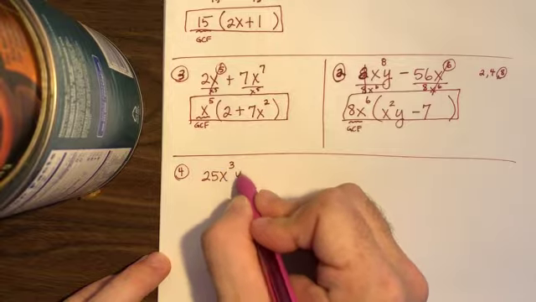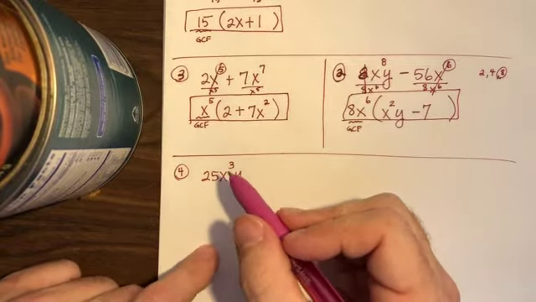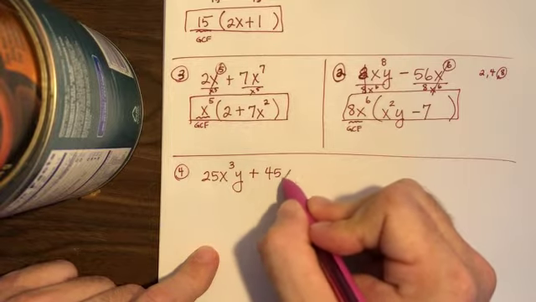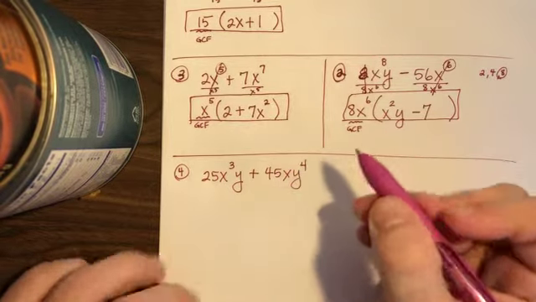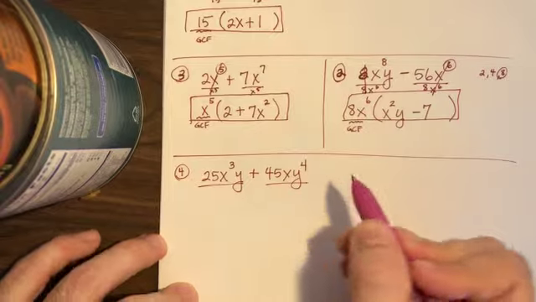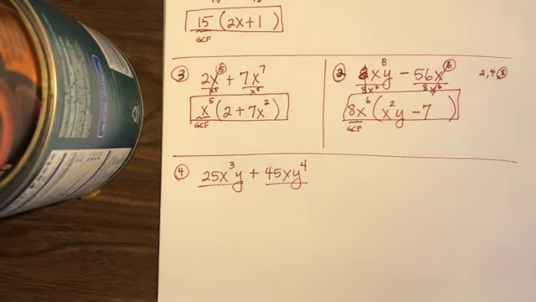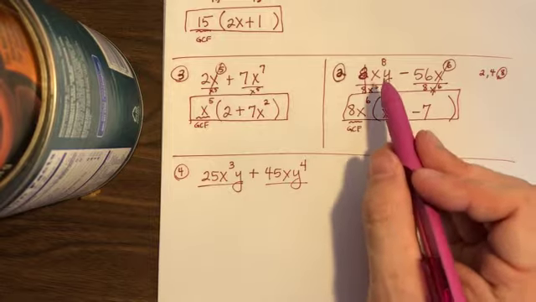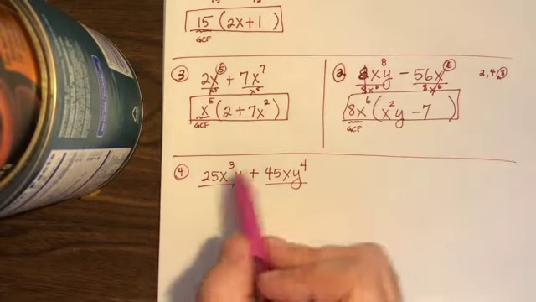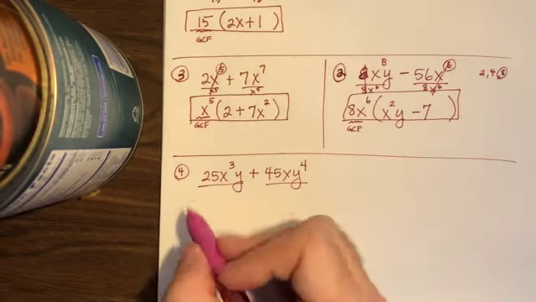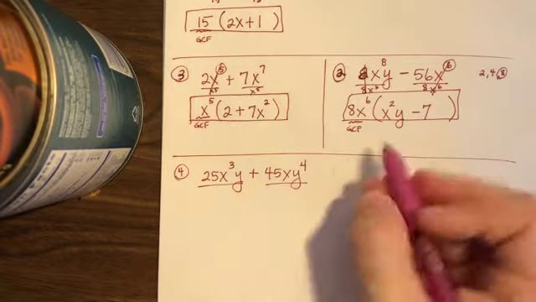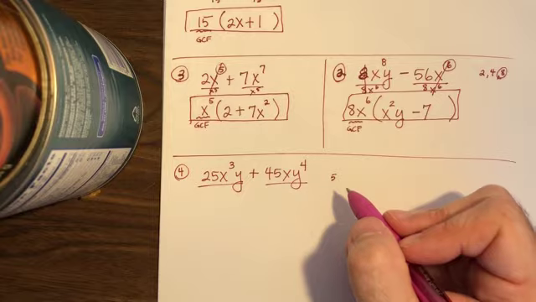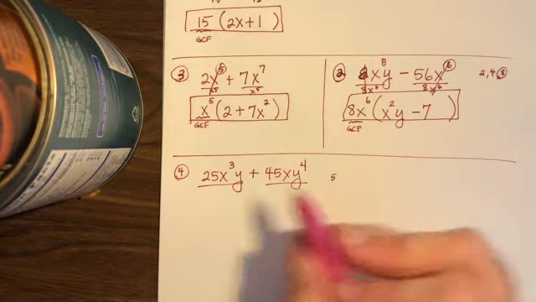It don't really matter. 25x to the 3rd y plus 45xy to the 4th. Now here is a problem where we have common numbers and common letters. Just like here, but we had an uncommon letter, y. Here they both have x and they both have y, and that's interesting. So with 25 and 45, let's see, 5 goes into both. And that's it.